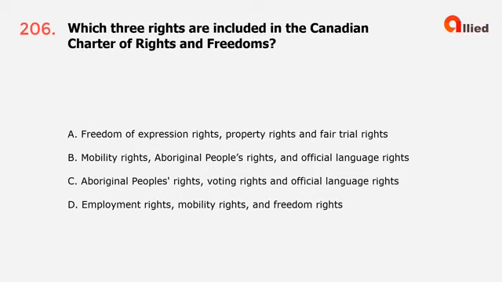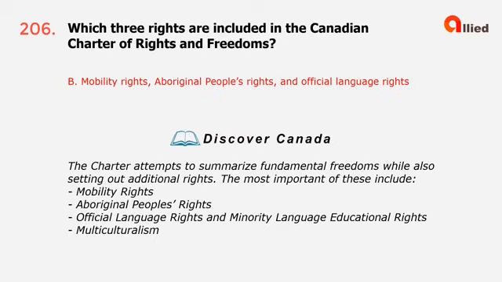Question 206. Which 3 rights are included in the Canadian Charter of Rights and Freedoms? A. Freedom of expression rights, property rights and fair trial rights. B. Mobility rights, Aboriginal people's rights and official language rights. C. Aboriginal people's rights, voting rights and official language rights. D. Employment rights, mobility rights and freedom rights. The answer is B. Mobility rights, Aboriginal people's rights, and official language rights.